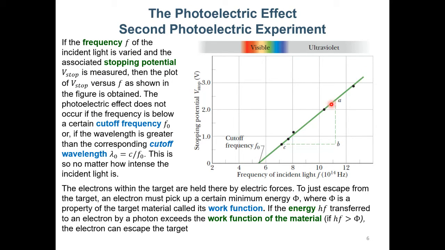So this graph varies the frequency of the incident light and measures the corresponding V stop, the stopping potential. And actually, it is just like a straight line, and there is a certain cutoff frequency f0. So here, when V stop is zero, this frequency is called the cutoff frequency.